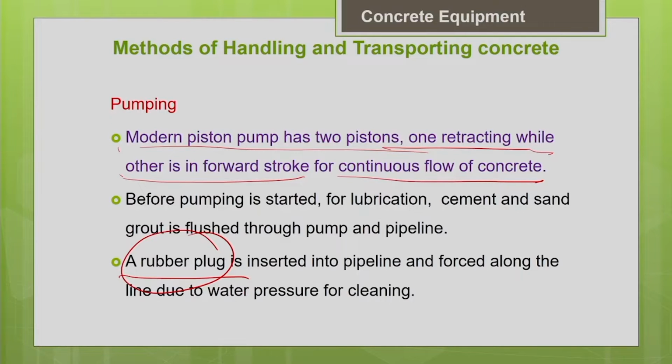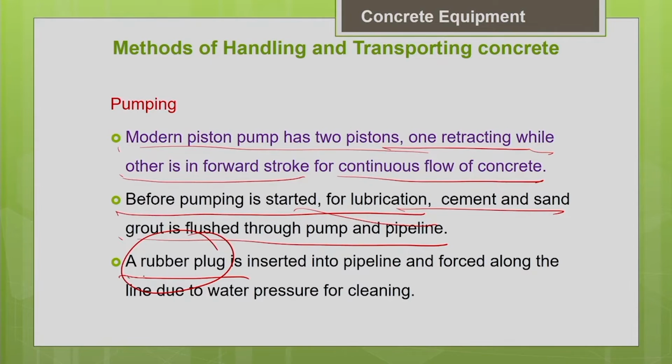So this is what we discussed just now. Before pumping is started, for the lubrication purpose, cement and sand grout is flushed through the pump and pipeline. This lubrication process will facilitate the easy flow of your concrete through the pipeline. And for cleaning purposes, a rubber plug is inserted into the pipeline and forced along the pipeline by the water pressure. So for cleaning of the pipelines, you flush this rubber plug with water into the pipeline.